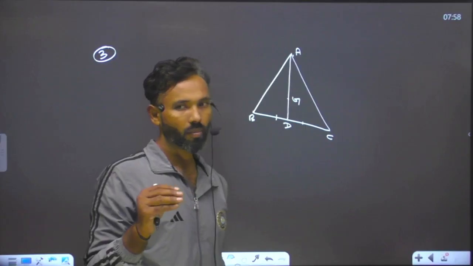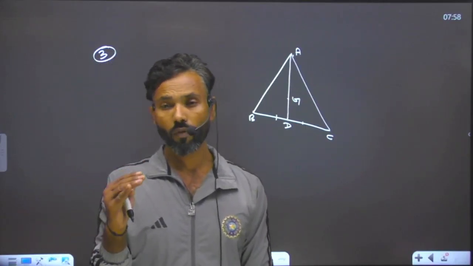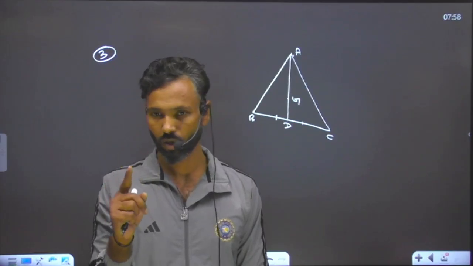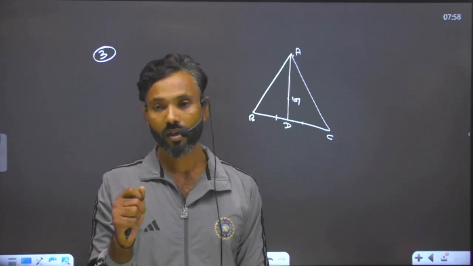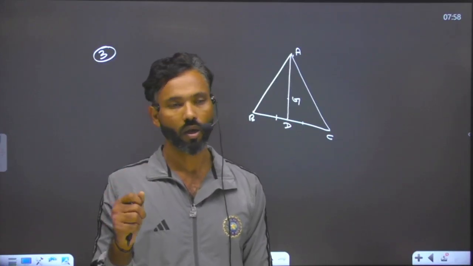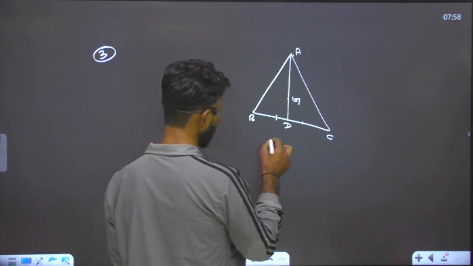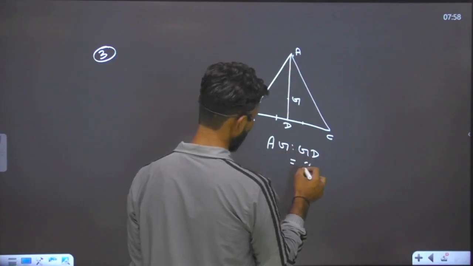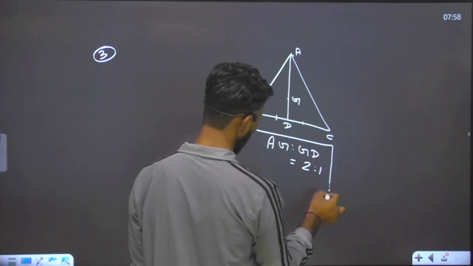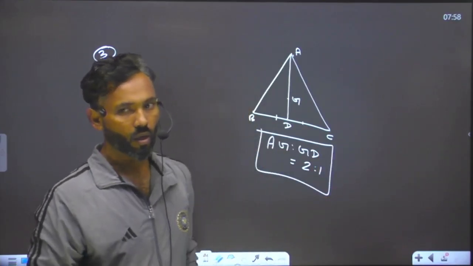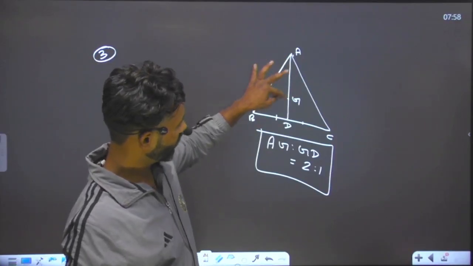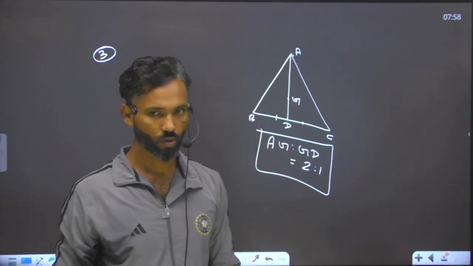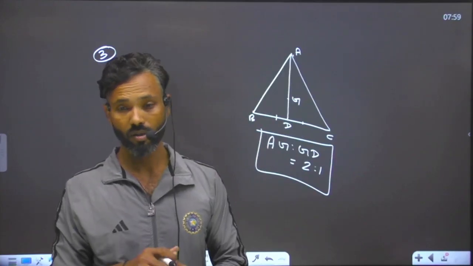So you have to remember that the centroid always divides a median into 2 parts in the ratio of 2:1. I mean to say the centroid divides each median in the ratio of 2:1. AG ratio GD will be 2:1, and 2 units will be towards the vertex. From centroid to vertex will be 2 units, and centroid to base will be 1 unit. You have to remember this and keep this always in your mind.